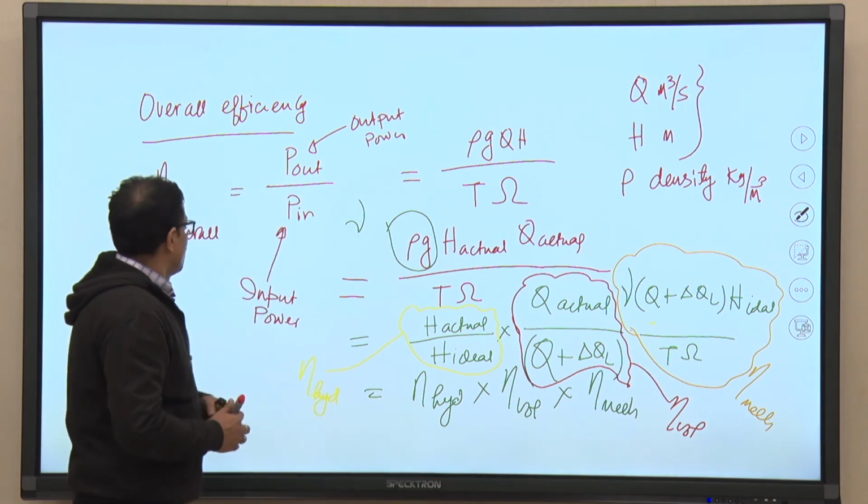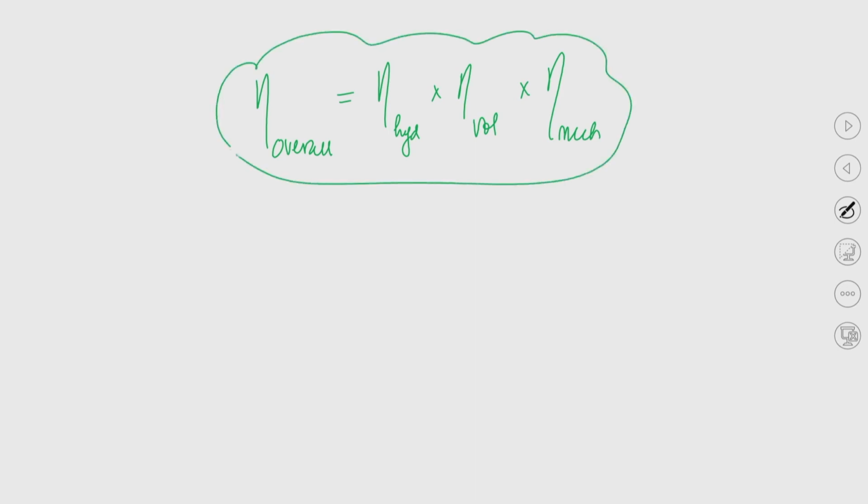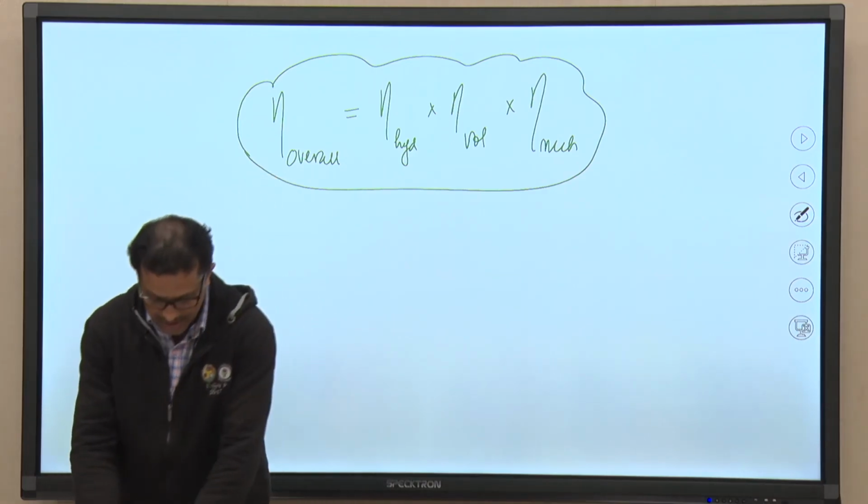Okay. So, what I would like to tell you is that the overall efficiency of the pump can be written in terms of three different efficiencies, and that is what we have established: overall efficiency is nothing but eta hydraulic into eta volumetric into eta mechanical. This is very important to know, and it will be very much needed while you are solving numerical problems.